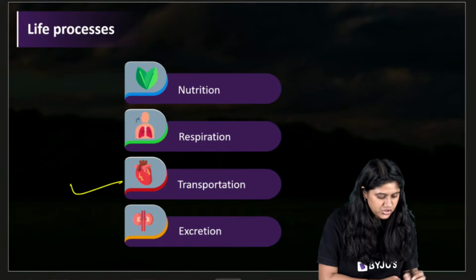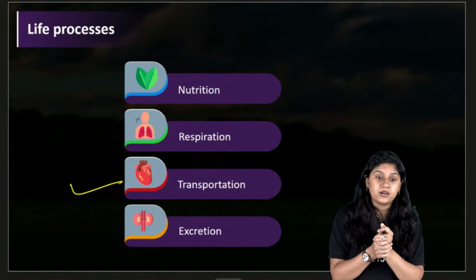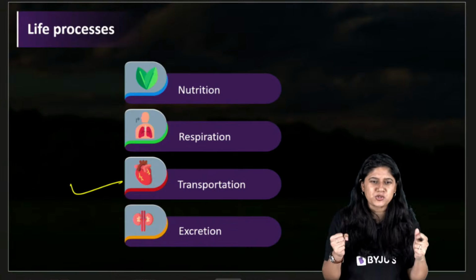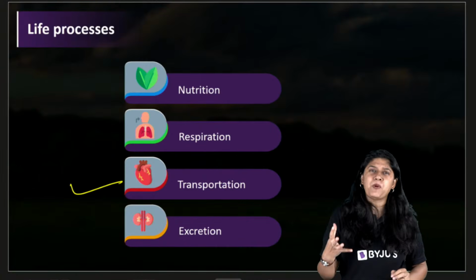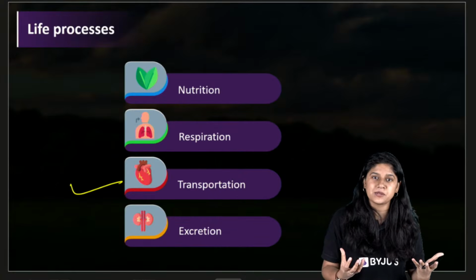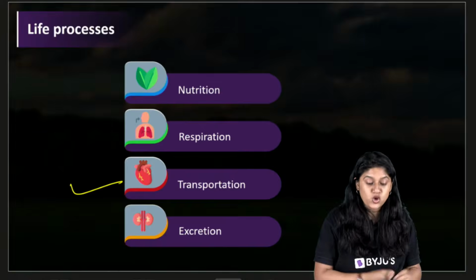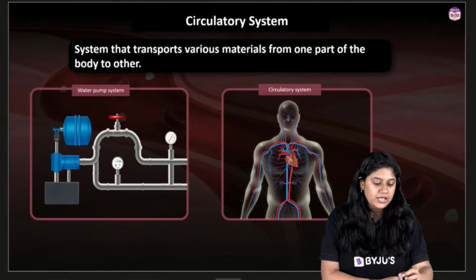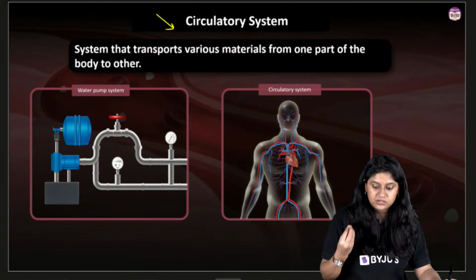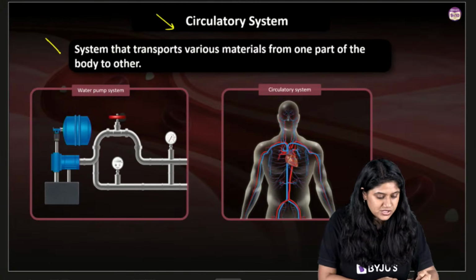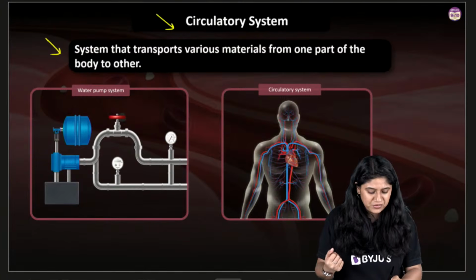Now we're talking about transportation. Transportation is a very, very important step, and it plays a very important role in the transportation of various materials in the body. So let's discuss it, and we have so much more to learn. Let's talk about the circulatory system. In transportation, we have the circulatory system, the system that helps with the transportation of the various molecules in our body, right?